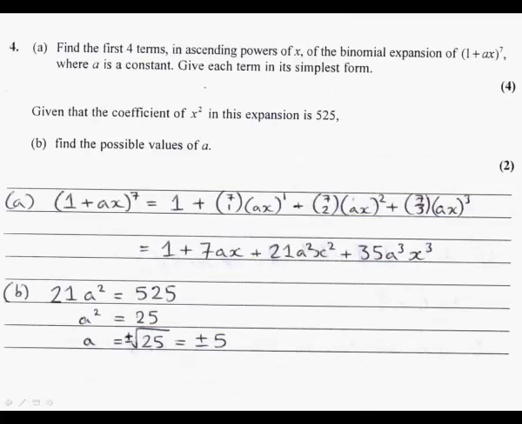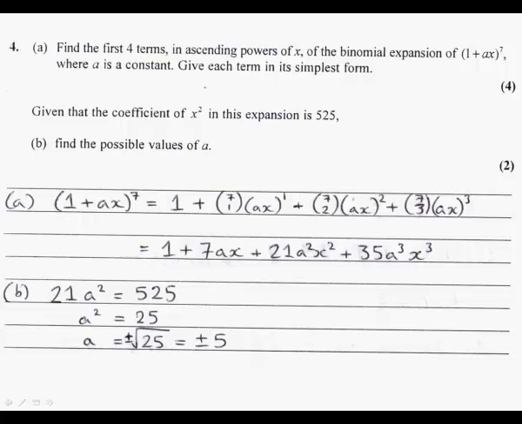Question 4 is a binomial expansion question. In part A, we're asked for the first 4 terms of (1 + ax)^7. And we're asked to put each term in its simplest form, but we should be doing that anyway. Okay, it's (1 + ax) to the power of 7.